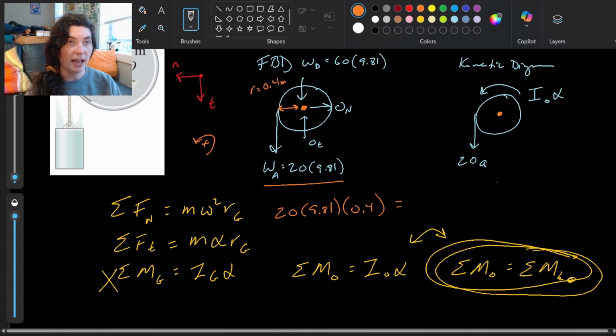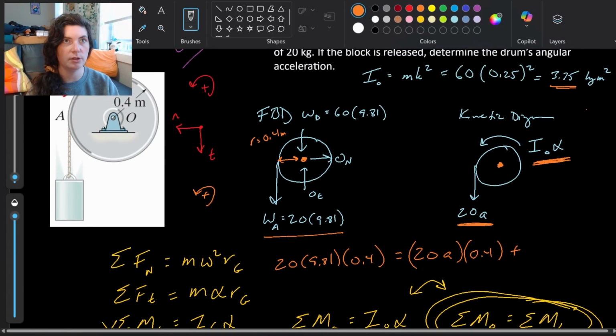From my kinetic diagram, I want to pull all of my moments from this. So not only do I have my moment from I_O times alpha, I also have one from 20 times A. So my 20 times A, that's the force, times its distance from O here, is 0.4. And then we also have that I_O alpha, and we found what I_O was, right? 3.75, so 3.75 times alpha.